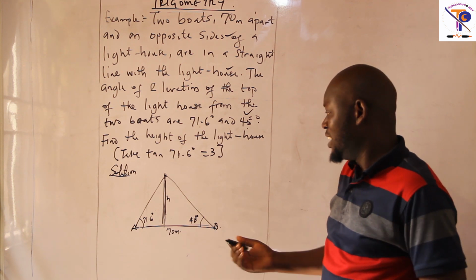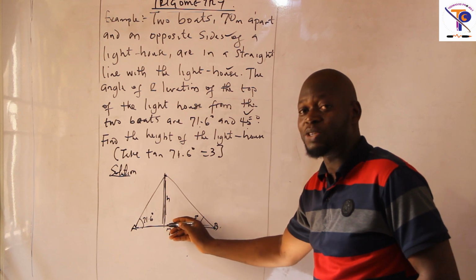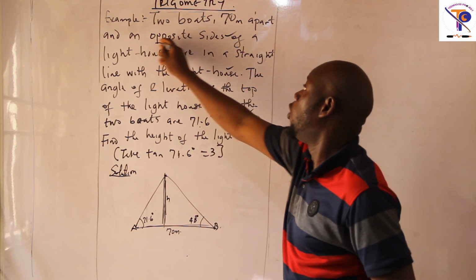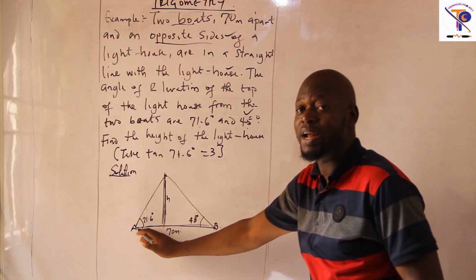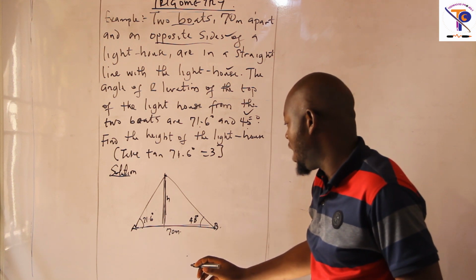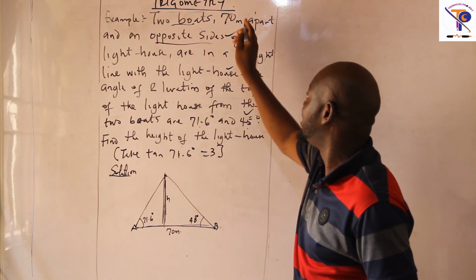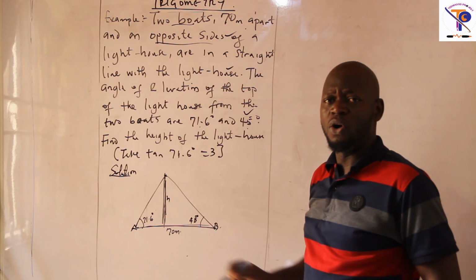Yes, that's it. You ask me why I have my height and my lighthouse here. I will tell you it is on the opposite side of the lighthouse. That is the two boats. So boat one is here and boat 2 is here. Ask me why I placed them on 70. They said it's 70 meters apart. Any question here, I should be able to answer you based on this.